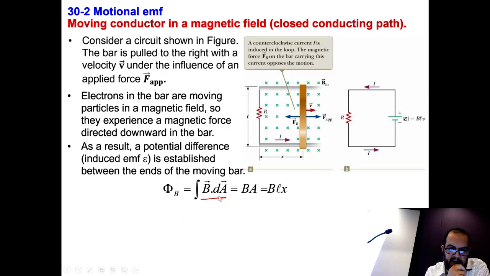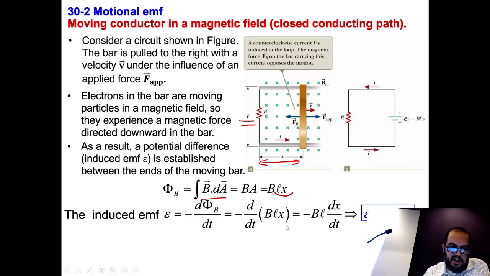All right, now if we look at the flux through the circuit, this is L and this is X. The flux is the magnetic field B times the area, so it's BLx. Now take the derivative of that to determine the induced EMF. The induced EMF is minus the derivative of the flux with respect to time, the flux through the circuit. So it's minus the derivative of BLx.